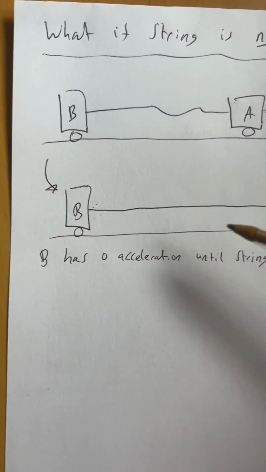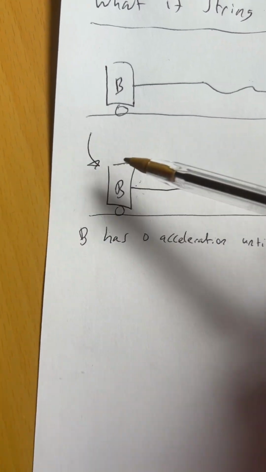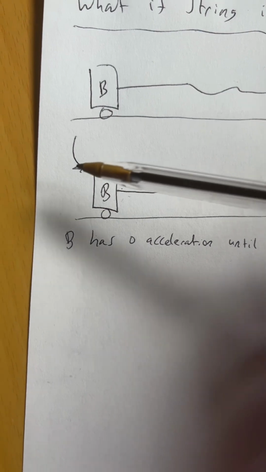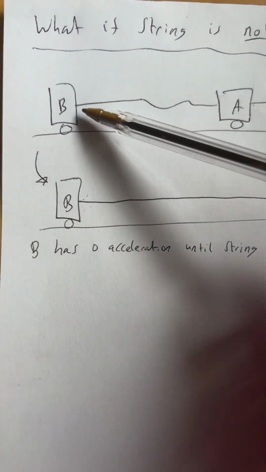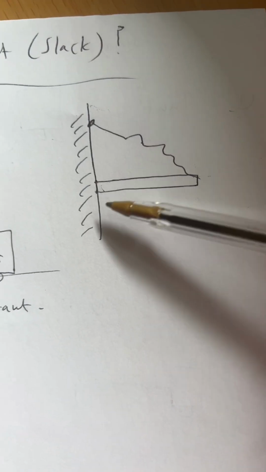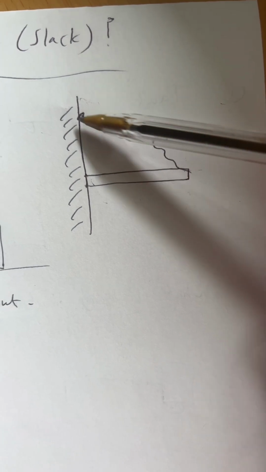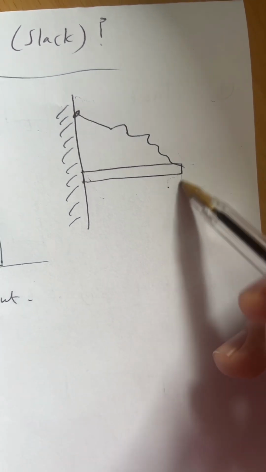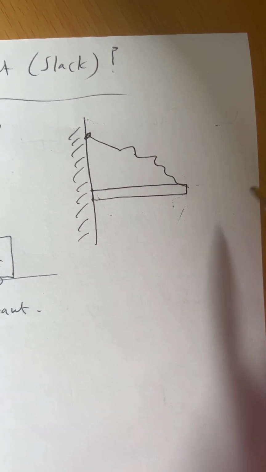I mean, unless it's like some wind pushing B backwards, but as long as B is stationary, B is going to have zero acceleration until we get that string to be taut. And it's very similar in a rigid body question where you've got a plank or a ladder here. The ladder is just going to slightly rotate around until the string becomes taut. So something similar to this.